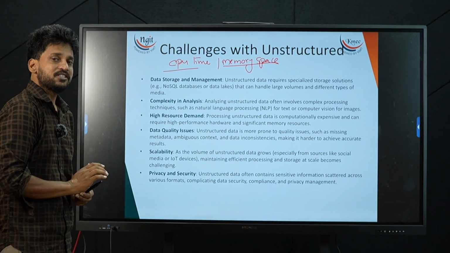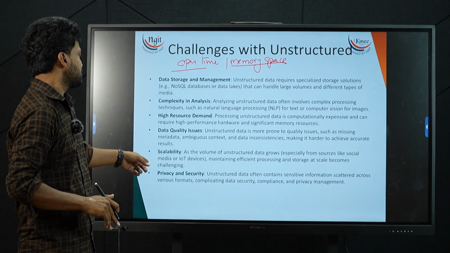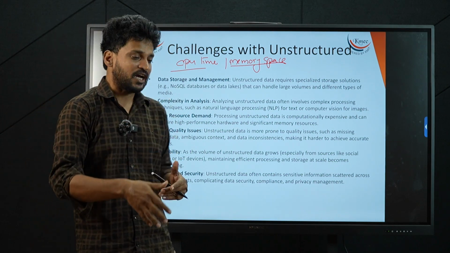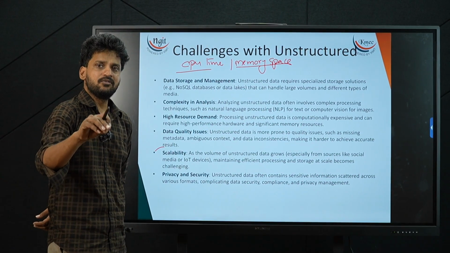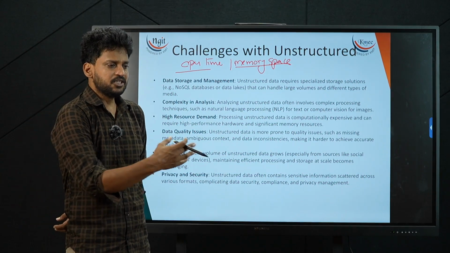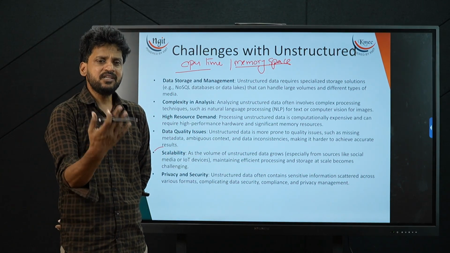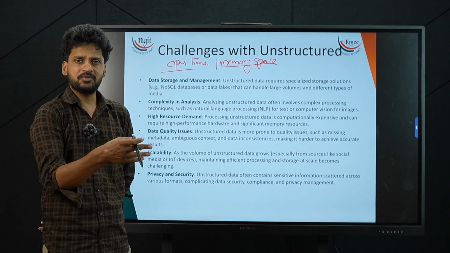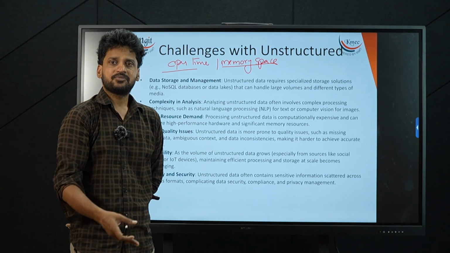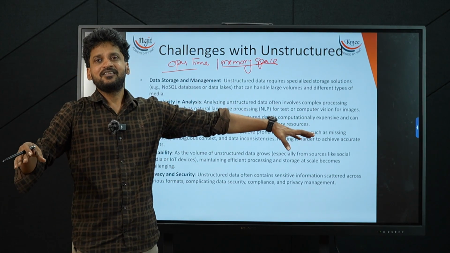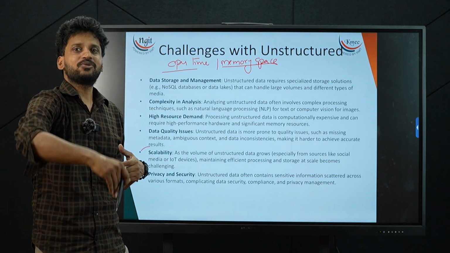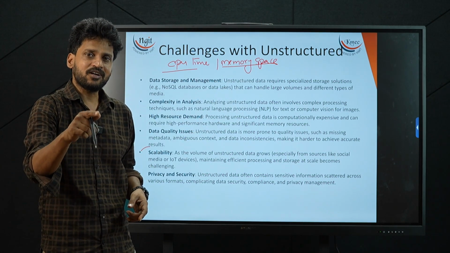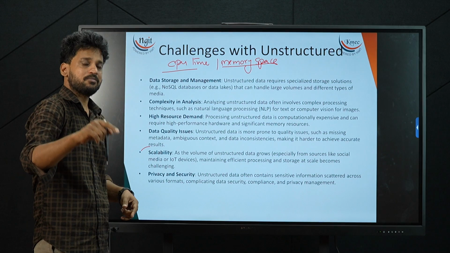The next thing is scalability. Scalability is also one of the biggest problems because as the volume of unstructured data grows, maintaining efficient processing and storage at scale becomes challenging. I'll tell you one example. On YouTube, every minute, 1,000 lakhs of videos are being uploaded. One of the biggest problems for YouTube is the server size. It also should scale as the demand for storage is immensely increasing. So this is one of the important parameters to understand. Scalability is the biggest problem in unstructured data.